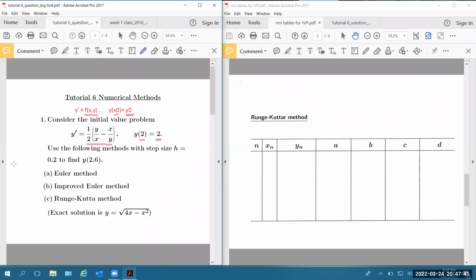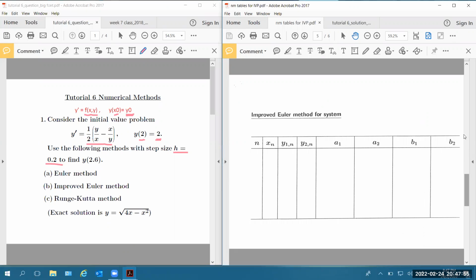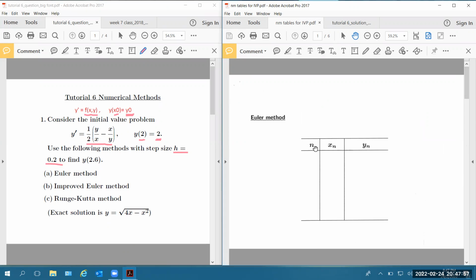So we want to use all these three methods with a step size h equal to 0.2 to find y at 2.6. Is that okay? Right. Now let me go to here. This is my Euler method, right? So before we go and write down the method, we know that this is our table, right?